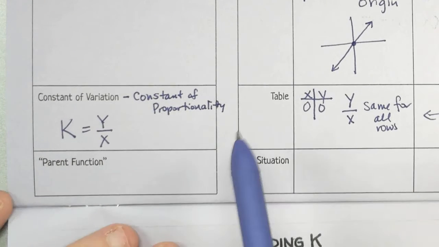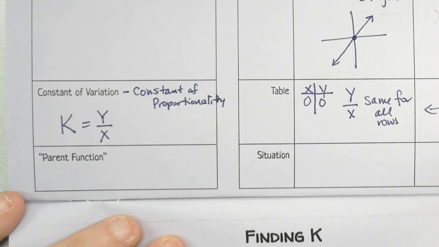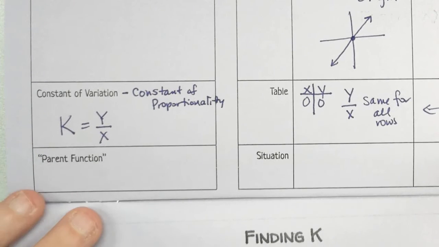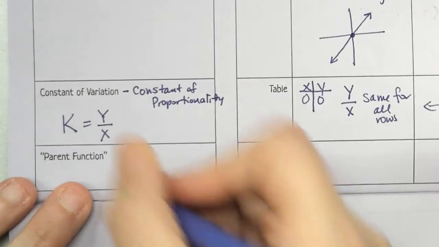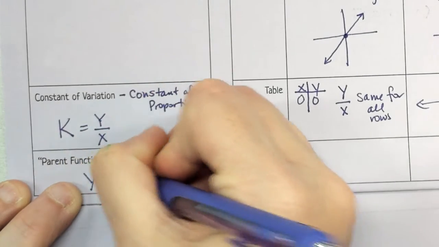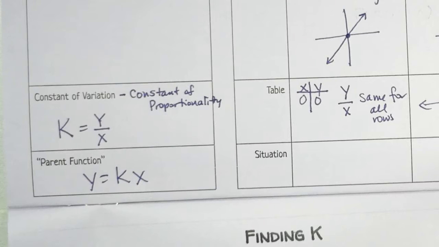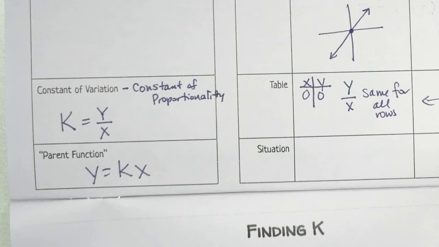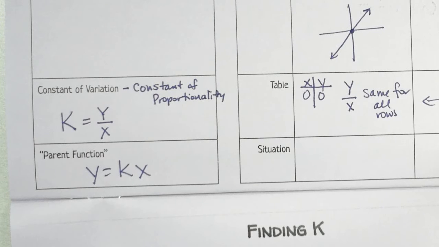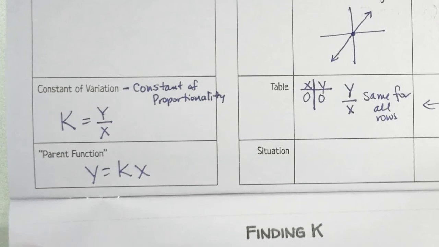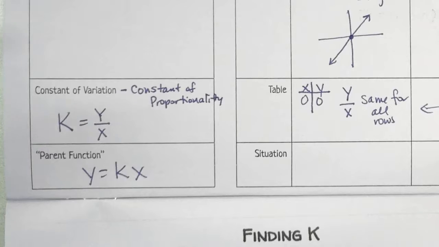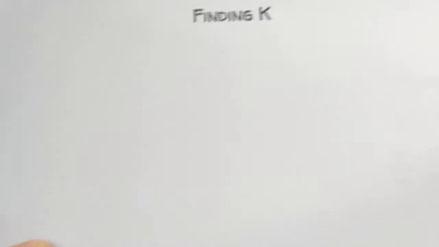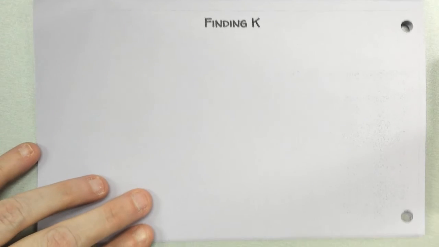Once we know K, and we use K to decide if something is direct variation, it's really easy to write the equation because it's literally y equals kx. Whatever K is, we just plug it in, and that tells us what our equation is. So direct variation is the easiest kind of linear stuff to deal with. So let's do an example. We're going to do an example of something that is direct variation and something that isn't, and how we would find K, and then we're going to write an equation.